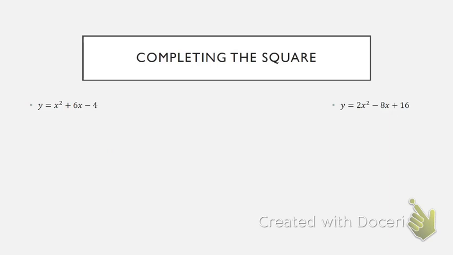Make sure these are copied down. All right, I'm going to do two examples with you, so we should have our steps copied down. If you do not have the steps copied down, go back, rewind the video, and copy those down.